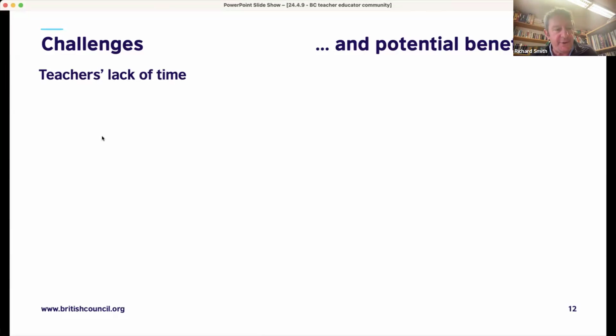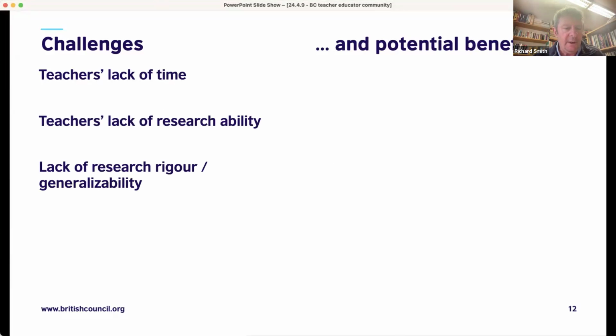Now we have to recognize these challenges. I have to say, nevertheless, those teachers, at least many of those teachers, did complete projects and saw value in these projects. We often hear about teachers' lack of research ability. We sometimes hear from an academic perspective, well, teachers' research, it's not really rigorous. You can't generalize it.